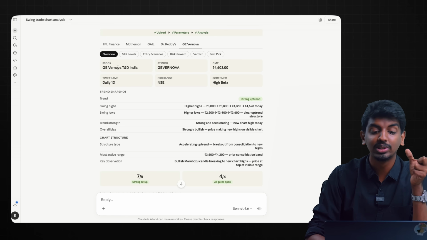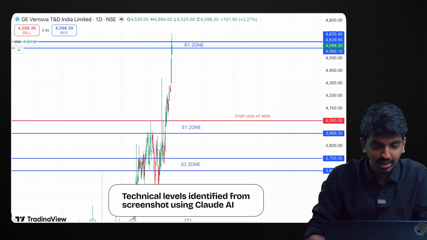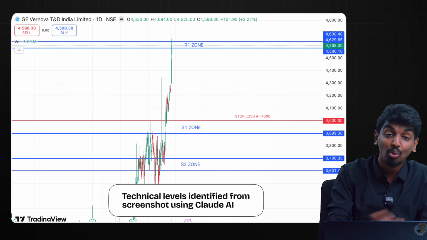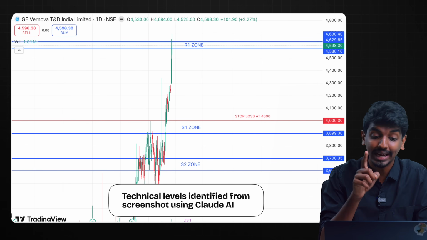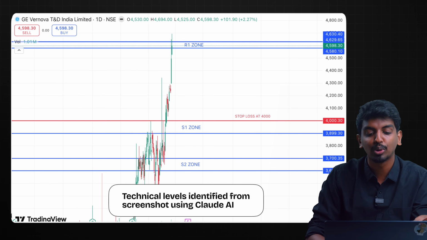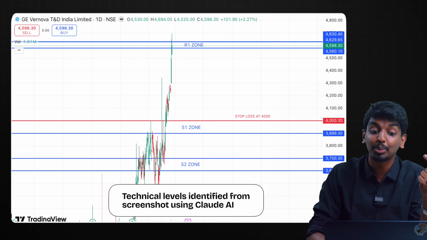Let's look at the stock which is GE Vernova. It's a stock in the energy sector. So you can see that it has good support and resistance levels. It has moved by quite a lot, and if you're taking a trade here, you should be cautious, right? But you can follow the correct support and resistance levels. It is giving proper entry scenarios. It is giving proper stop loss.